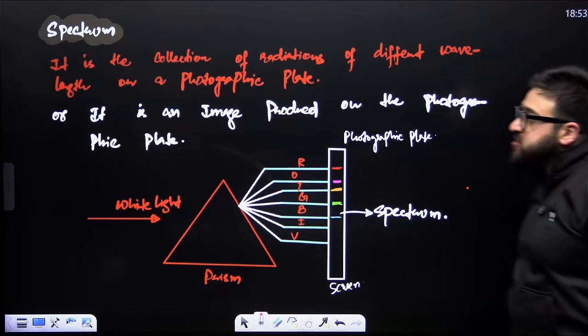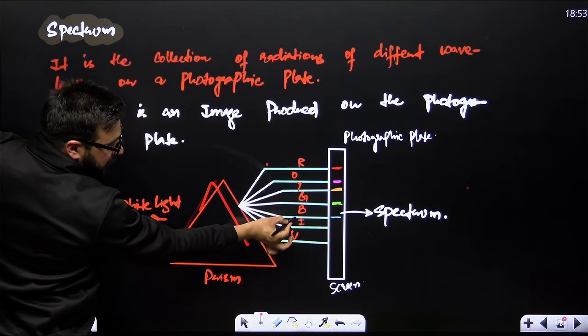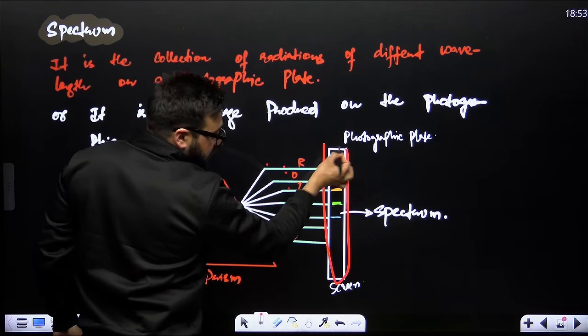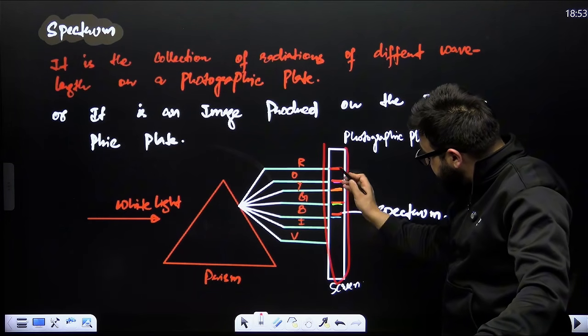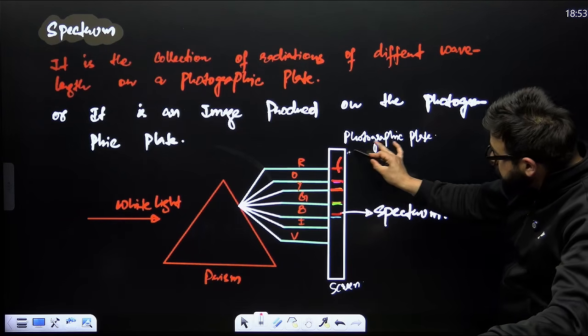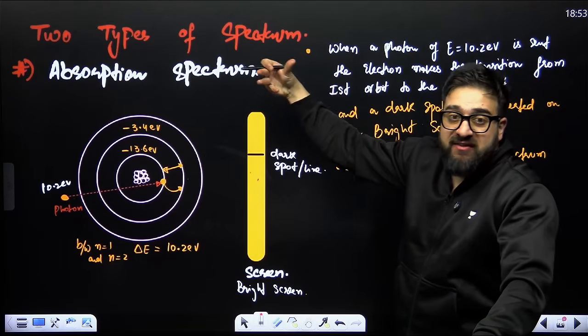Then my dear NEET aspirant, spectrum. When white light is passed through the prism, it is split into 7 different colors, V, I, B, G, Y, O, R. If you place a screen, a photographic plate, over here, different spots will be created: red, blue, violet, indigo. This creation of spots of different wavelengths on the screen is called a spectrum.